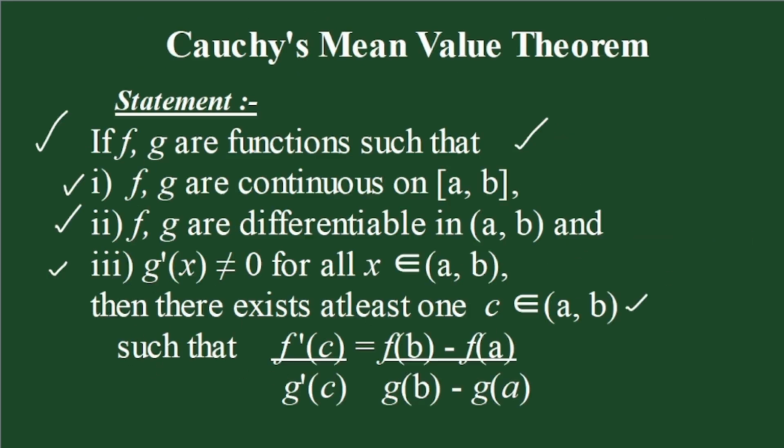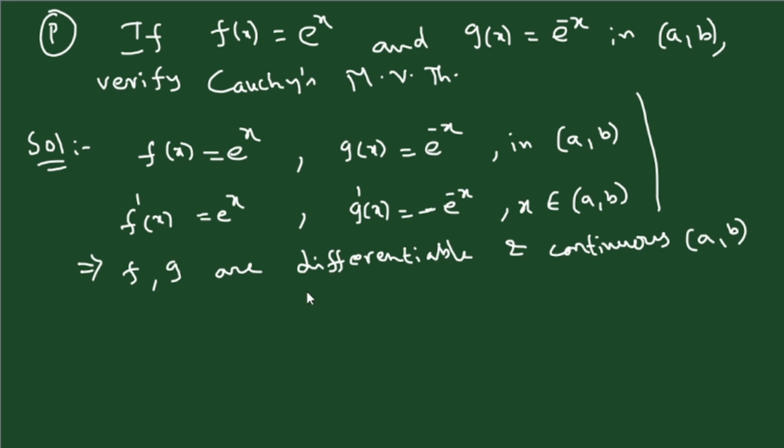And what is the third condition of Cauchy mean value theorem? g dash x is not equal to 0 for all x in the interval. But what is g dash x? g dash x is minus e power minus x. And the exponential function is never 0. We have seen it in the previous videos. Remember this point. This is very important. The exponential function is never 0.